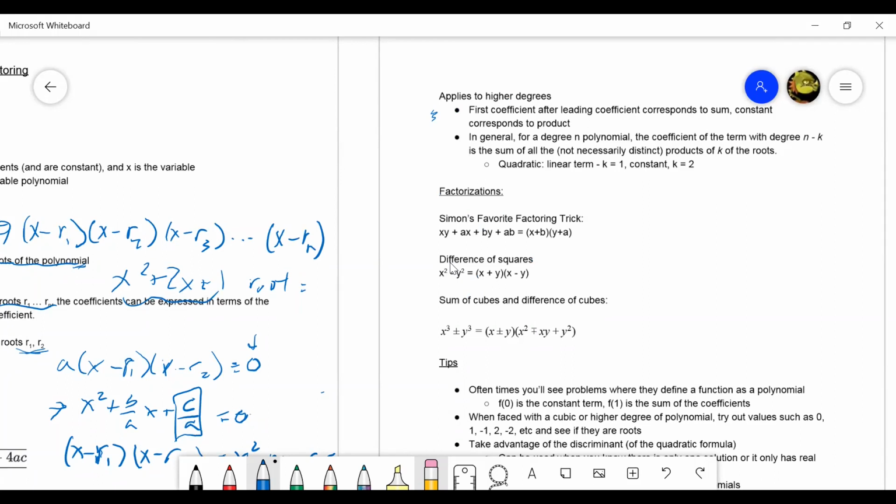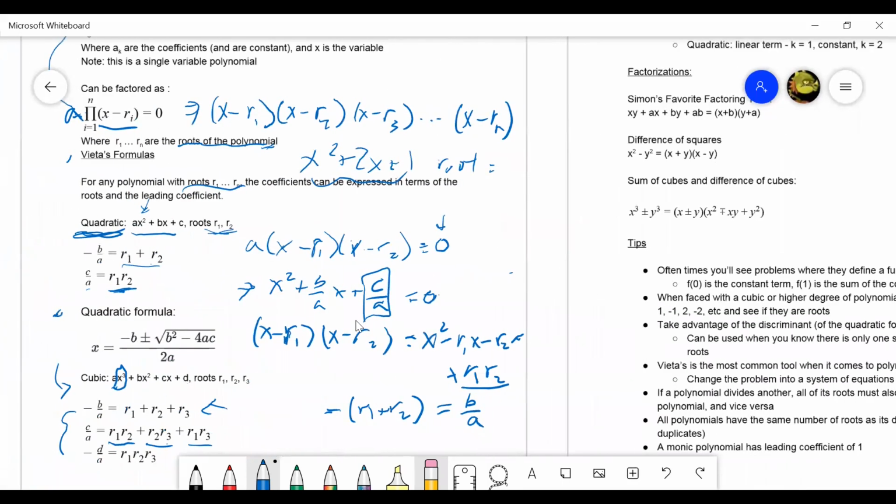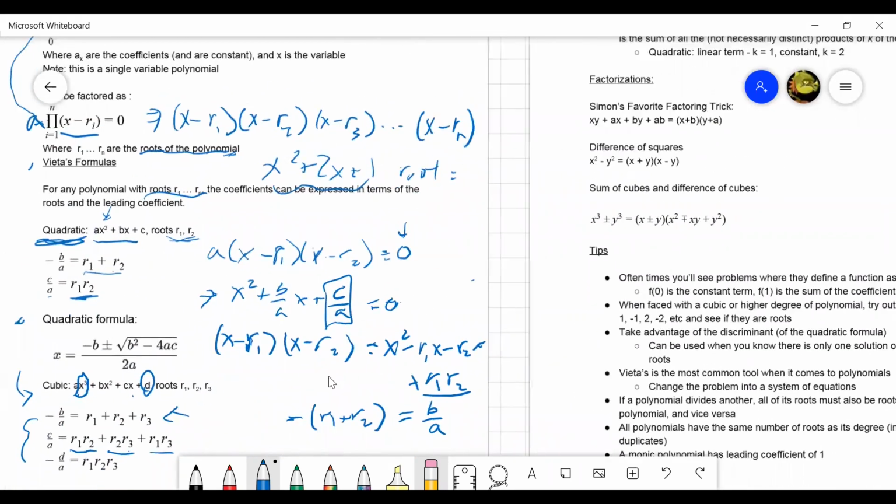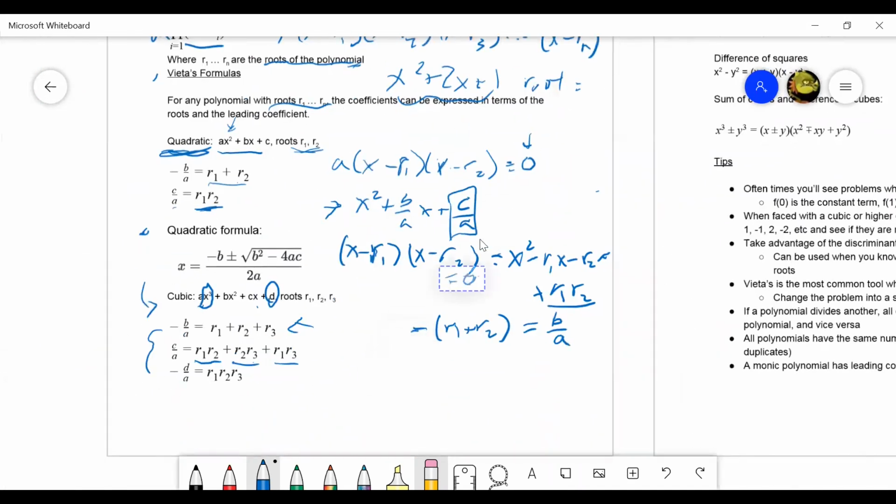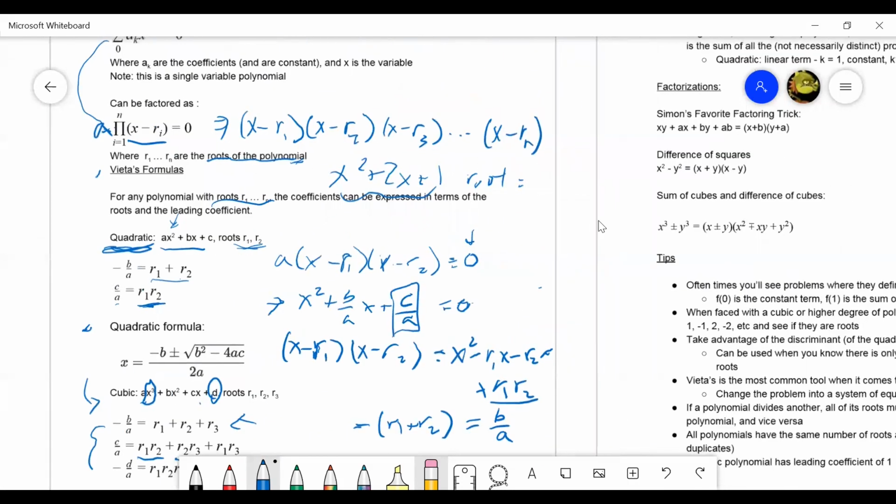And the last term is going to correspond to the product. And by last term, I mean the constant term, the x to the 0 term, so just any value that does not have x attached to it. Then everything in the middle is just going to be the product of some number of the roots.